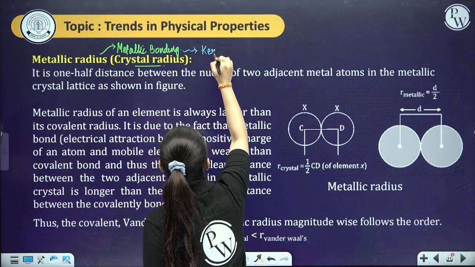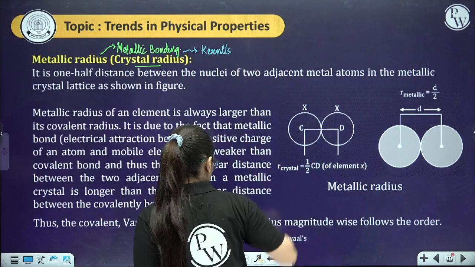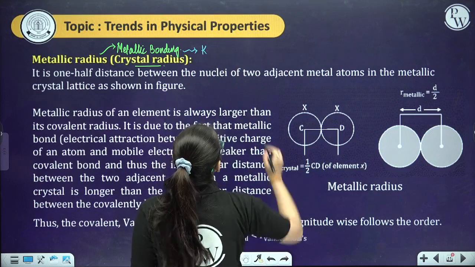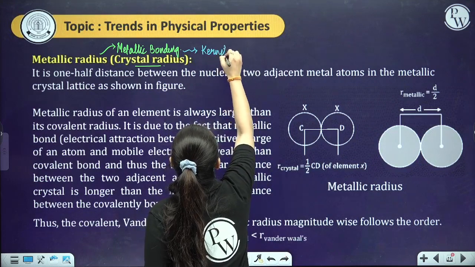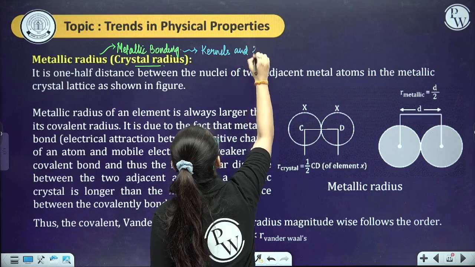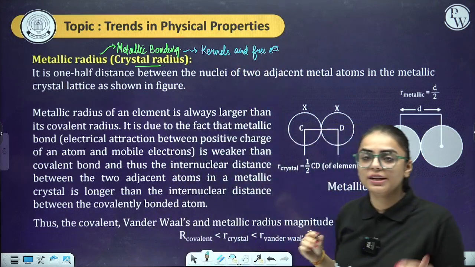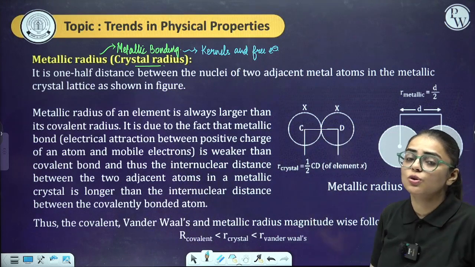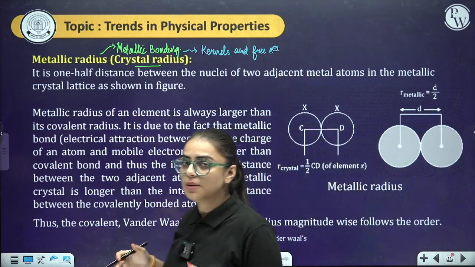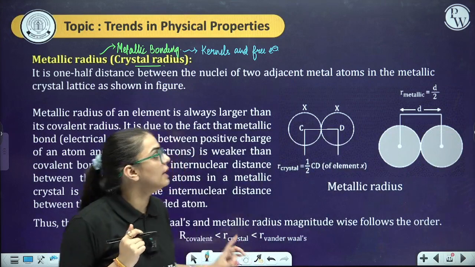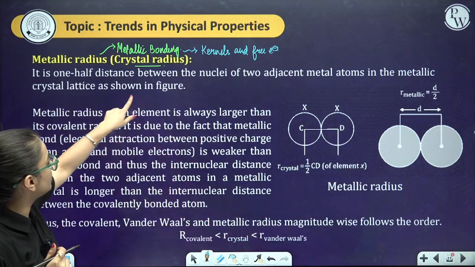kernels and free electrons. Though in detail you will study this in your class 12th, you should know that metallic bonding occurs between kernels and free electrons. So it is 1/2 of the distance between the nuclei.